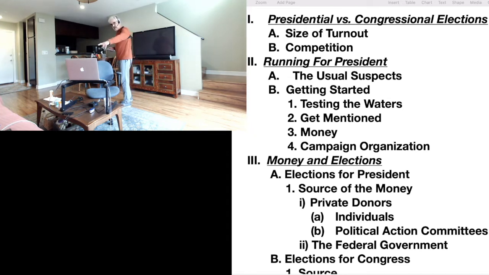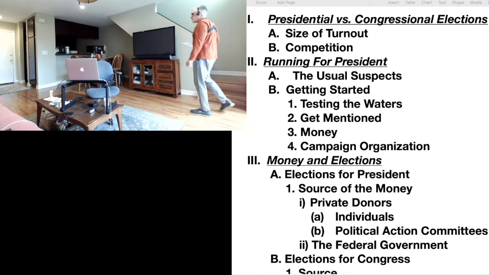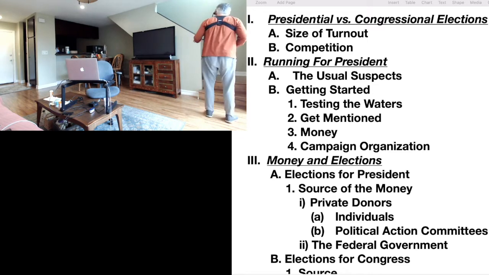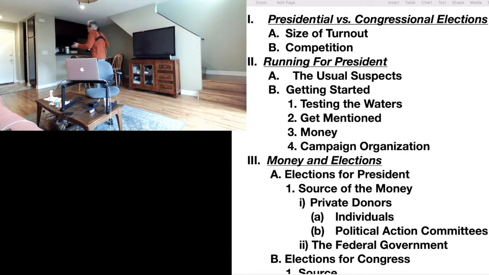All right. B, getting started. Running for president usually begins at least 2 years before the election. We have one of the longest, if not the longest, election campaign seasons. Really ridiculously long. Okay? So it begins 2 years prior to the actual election.